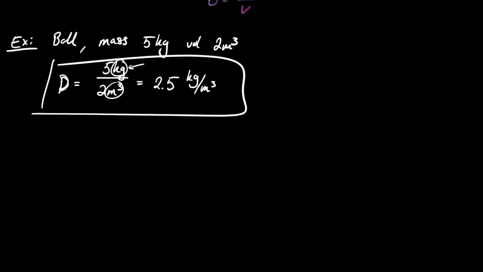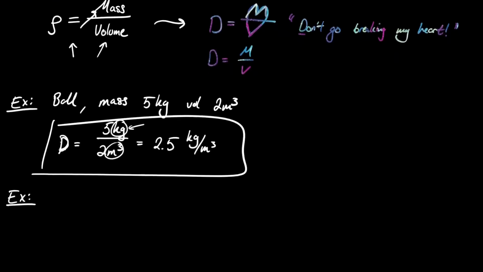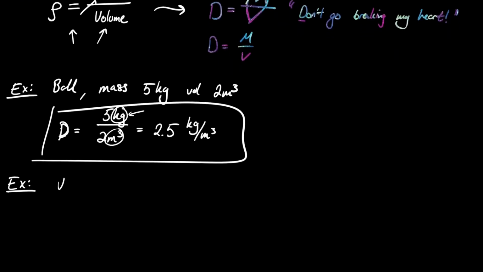Let's do another example where we're given two different properties of the ball, and again, we're asked to find the third from the equation. So let's say this time we're given the volume and density of the ball, and we're asked to find its mass. So the volume, we're going to say, is 0.3 meters cubed.